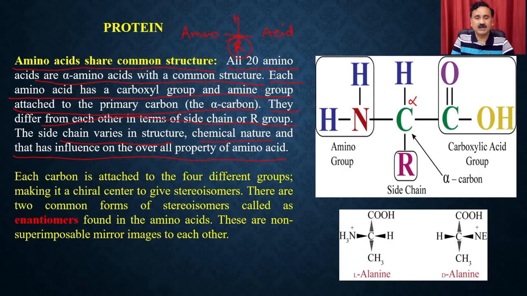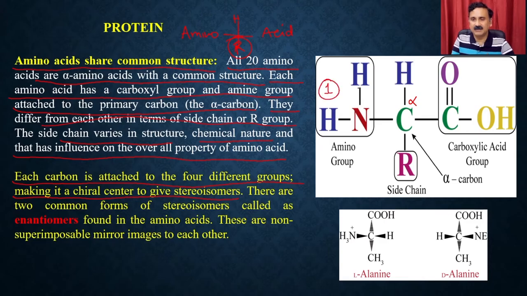These side chains vary in terms of their structures and chemical nature, and that has an influence on the overall property of the amino acid. Each carbon is attached to four different groups. This is what we have discussed already, right? This is the C alpha carbon, and it is connected to four different groups, making it a chiral center to give the stereoisomers.